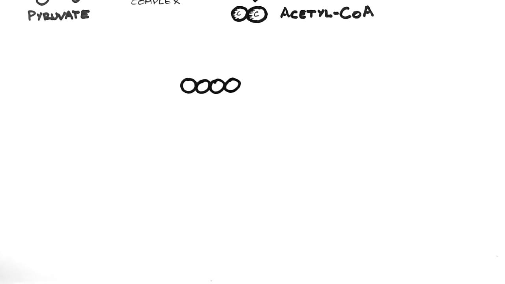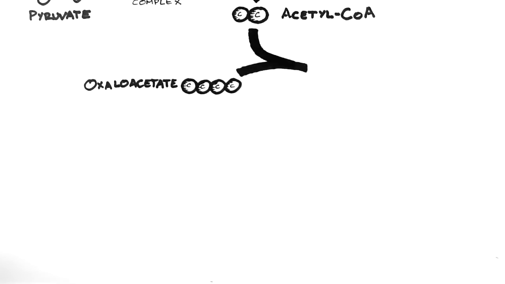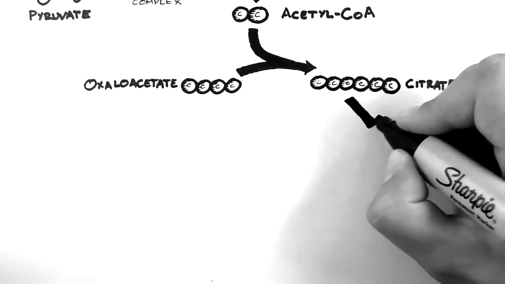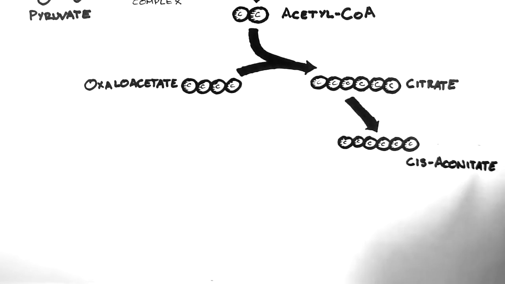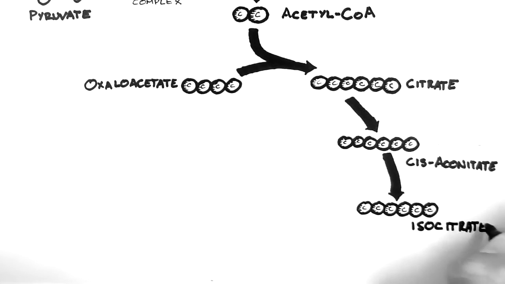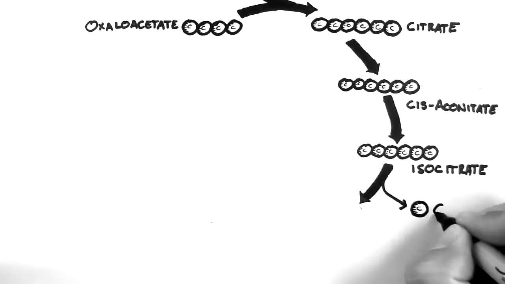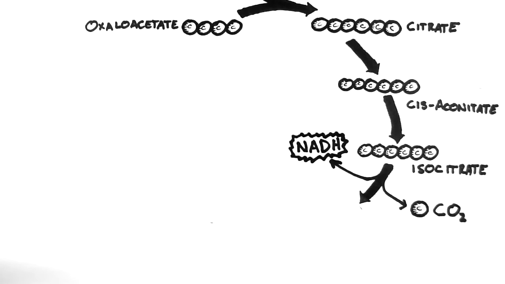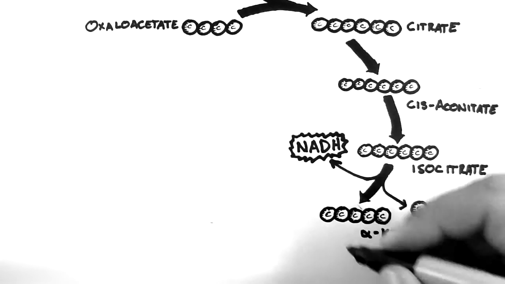The TCA cycle begins when a four-carbon molecule known as oxaloacetate combines with acetyl-CoA to produce a six-carbon molecule known as citrate. Citrate becomes the six-carbon molecule cis-aconitate, and then cis-aconitate becomes the six-carbon molecule isocitrate. In the next step, we lose one of these carbons as carbon dioxide, and we also produce another NADH. Thus we are left with a five-carbon molecule known as alpha-ketoglutarate.